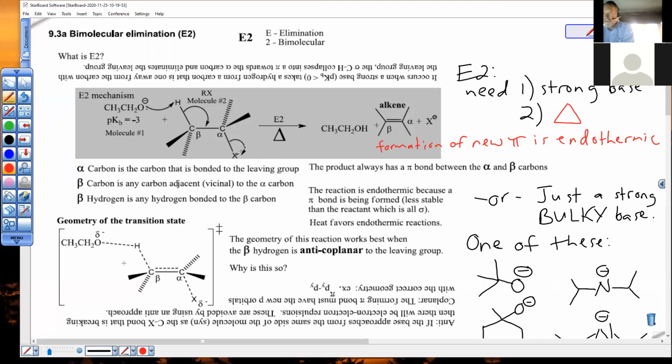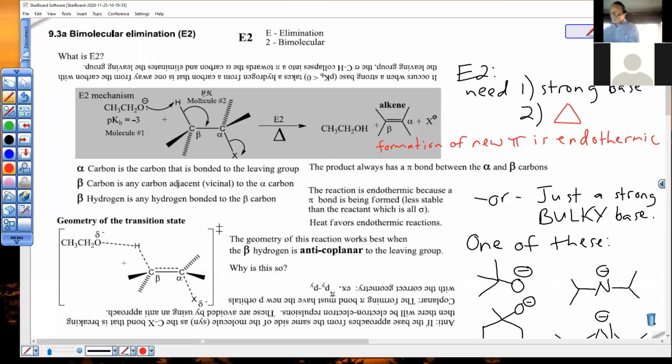From now on, I'm going to say grab a beta hydrogen. Beta hydrogen. We have to know what beta means. Do not confuse this with alpha from chapter 3 when we did optical rotation. This is a new alpha. Alpha is the carbon with the leaving group. Alpha carbon is the carbon that's bonded to the leaving group. Beta carbon is any carbon adjacent or vicinal to the alpha carbon, right? There's one. If these were carbons, they'd be beta as well. They could be candidates for E2. And a beta hydrogen is any hydrogen bonded to the beta carbon. So if you're living on a beta carbon and you're a hydrogen, you're a beta hydrogen.